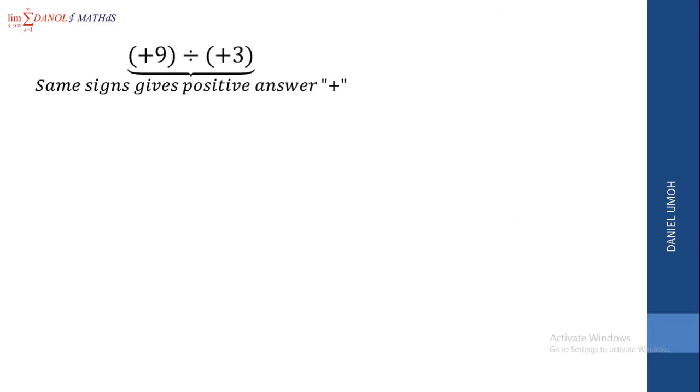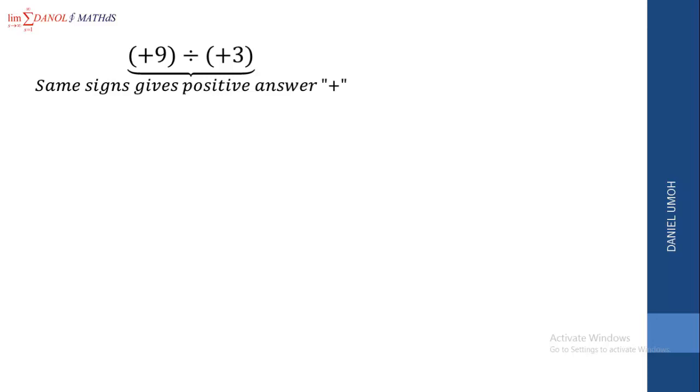Okay, look at this. Plus 9 divided by plus 3. The same sign, but they are divided. So obviously, the same sign will still give us the plus answer. So this gives us the same 9 divided by 3. And 9 divided by 3 is plus 3 or 3.